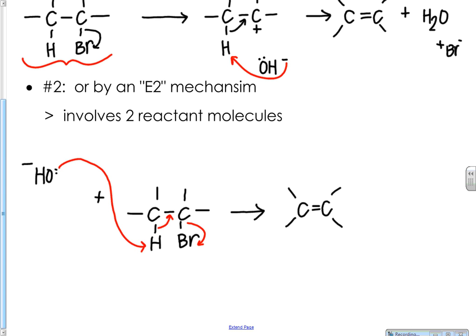So these H's, that H would stay, and these can be whatever they were before, and you still have H2O and Br minus. So the products of each of these are the same. It's just the process by the proposed mechanisms that are different. Okay? So E1 involves one reactant molecule, E2 involves two reactant molecules.